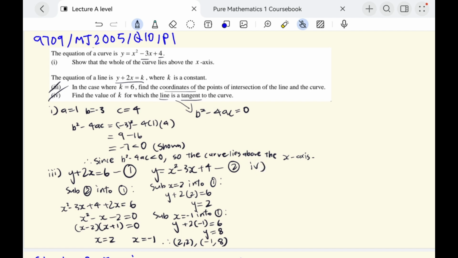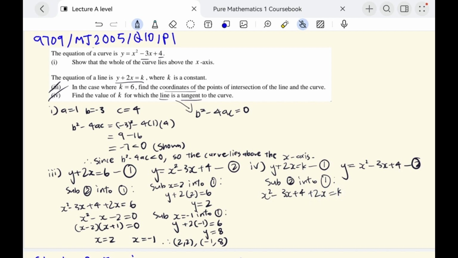So in your fourth part, you still have to label two simultaneous equations. This is the first equation, and the second part is equation 2. For the same procedure, just that this time your k is no longer 6. So substitute your second equation into the first equation. So you have x squared negative 3x plus 4 plus 2x equals to k. So negative 3 plus 2 is a negative x, and 4 minus k.